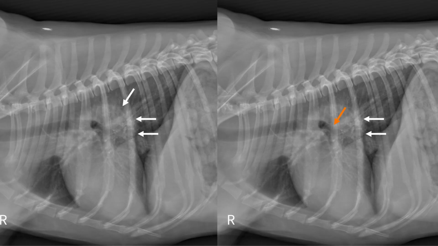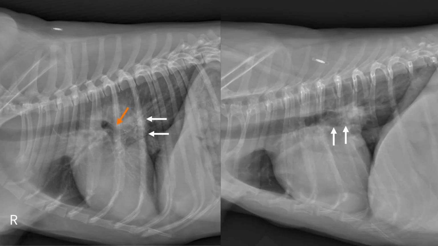Tracheobronchial lymph nodes are located between the caudal mainstem bronchi and can mimic the abaxial displacement of the caudal mainstem bronchi caused by left atrial enlargement. This can be differentiated from left atrial enlargement by ventral displacement of the mainstem bronchi. This is outlined by the orange arrow on the left image. Whereas left atrial enlargement typically results in dorsal displacement of the caudal mainstem bronchi, outlined by the white arrows in the right image.